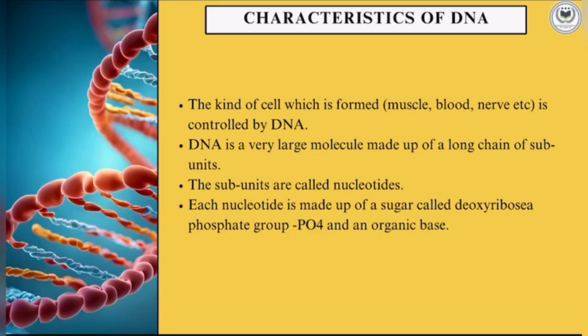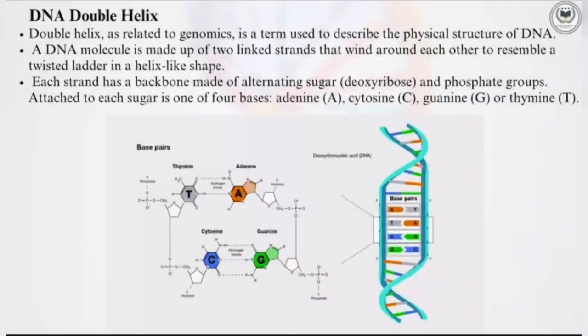DNA fingerprinting is an essential tool in forensic science which does not precisely determine the suspect's identity but helps narrow it down, like which suspect's DNA closely matches the sample from the crime scene. DNA double helix. It is related to genomics, which is used to describe the physical structures of the DNA.